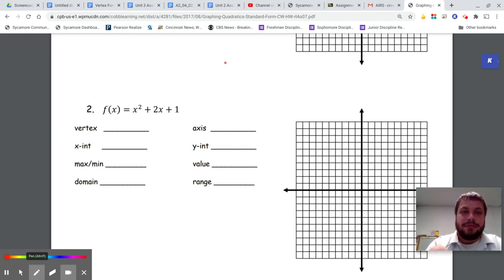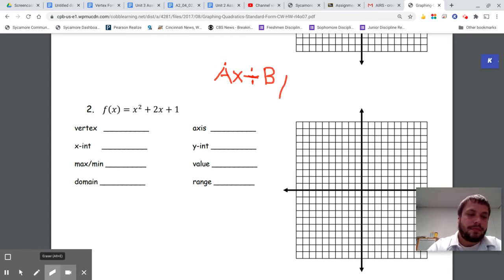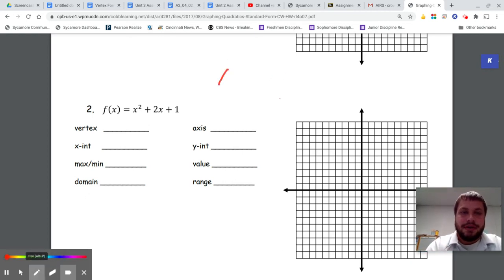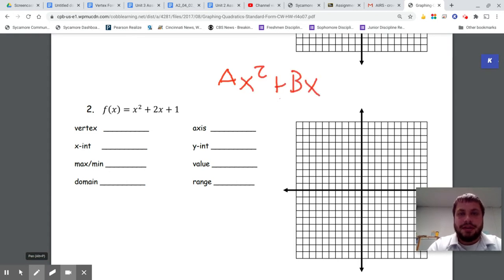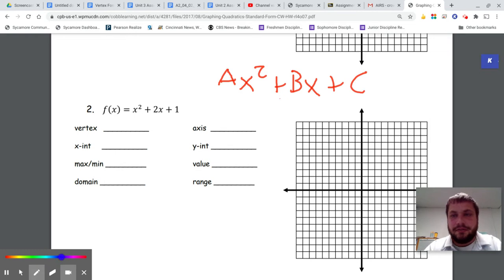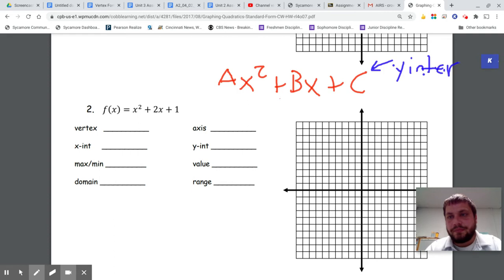So standard form is ax squared plus bx plus c. Now, the only one of these numbers that means anything to you is the c. The c is your y-intercept. Okay? And right now, we're not really even focusing on that, but we can write that in the end.